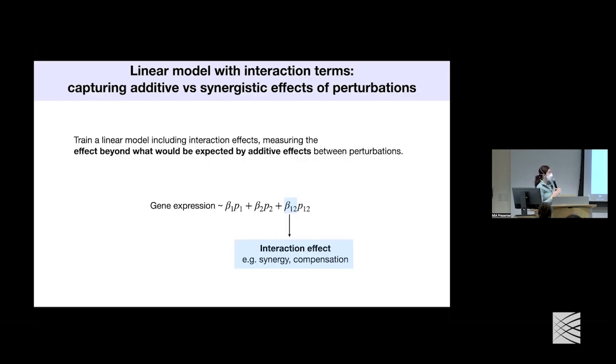And then you can add to the linear model this type of interaction term, where in addition to the individual effect that we talked about before, you'll have this interaction effect. For cells that have both perturbations, is there a change in gene expression that could not be explained simply from adding together the effect that perturbation 1 has and the effect that perturbation 2 has?